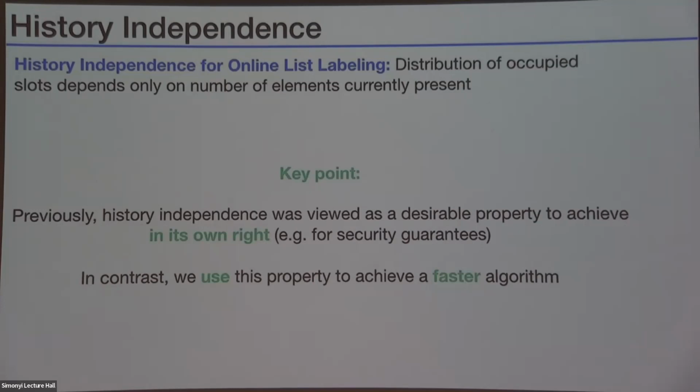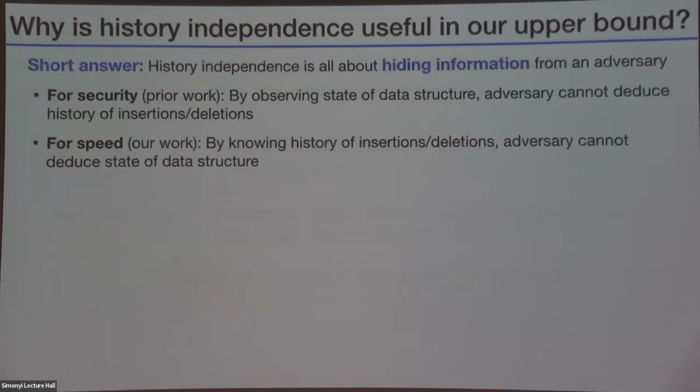Okay, so the key point is that this work can be viewed as a proof of concept that history independence can be useful in upper bounds. And let me just say some high-level words about why this concept can be useful in upper bounds before getting into any details. So this is a preview of what is happening later. So the question is, why is history independence useful in an upper bound?